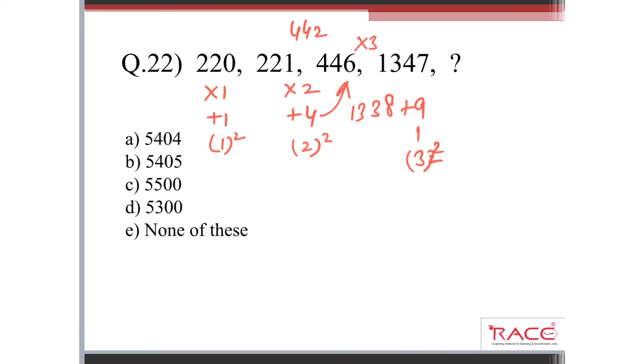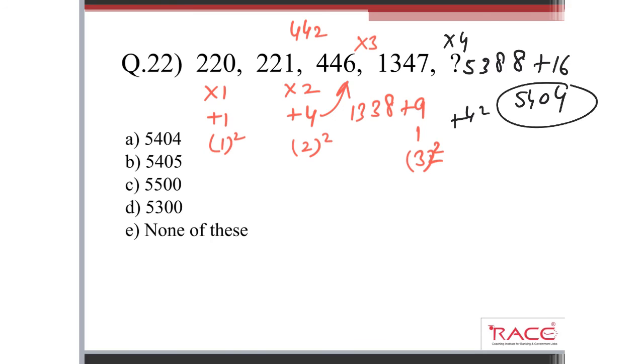So the pattern is simple. Multiply by 1, multiply by 2, then multiply by 3, and adding 1 square, 2 square, 3 square. Next will be multiply by 4 and adding 4 square. So if you multiply it by 4, 7 into 4, 28, and so on, plus 16. So option A is my answer.